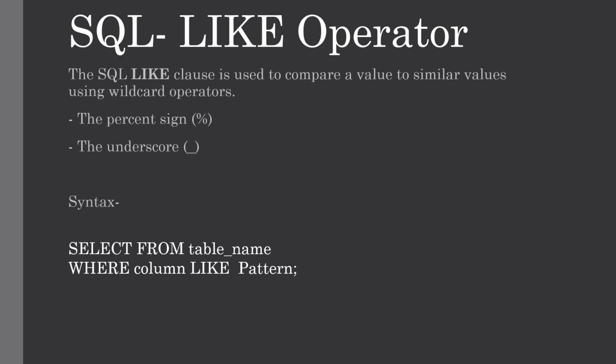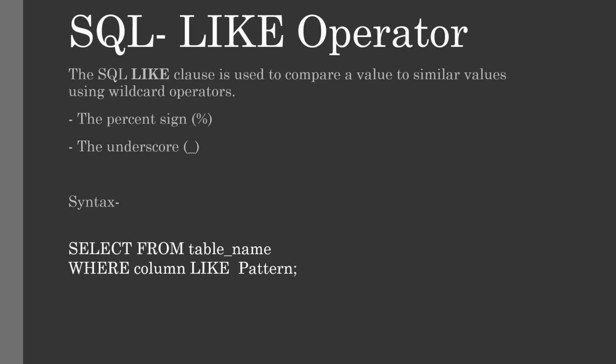What is the LIKE operator and how to use it in different examples. Let me show you. In SQL, the LIKE operator is used in the WHERE clause to compare a value to similar values using wildcard operators. There are two wildcard operators used in conjunction with the LIKE operator. One is the percent sign and the second one is the underscore.